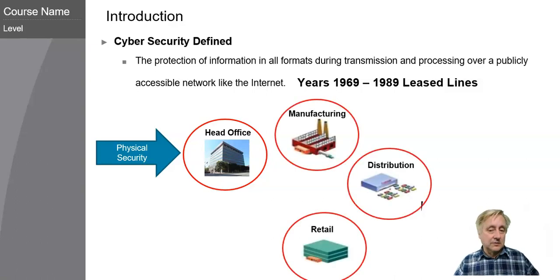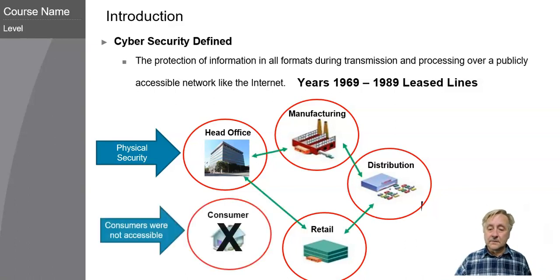Again, physical security played a predominant role with the head offices, their manufacturing facilities, distribution, and retail locations. Physical security ruled because the only way that you could get access to the data was through a leased line, and a leased line was basically a direct line between you and another business with no middle opportunity for public accessibility to that line. And again, consumers were not directly contacted up to this point.